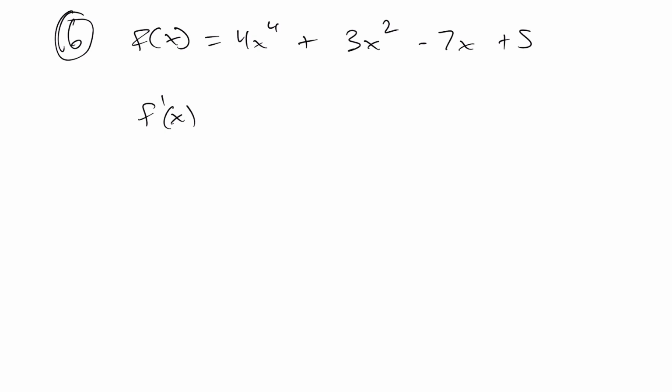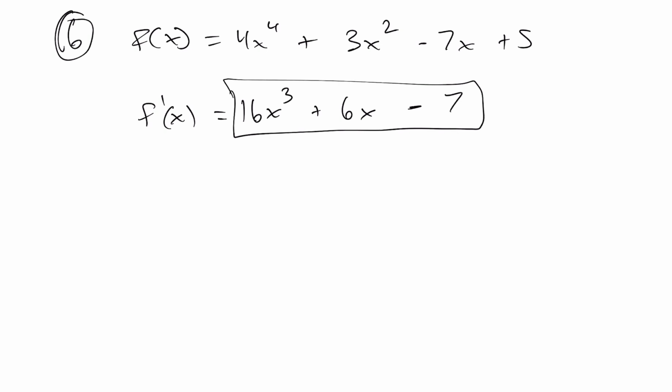So 4x to the 4th would be equal to 16x cubed, plus 3x squared would be 3 times 2 is 6x, minus 7x would simply be 7, and then 5 would be 0, and we're not going to write that. So our derivative would be 16x cubed plus 6x minus 7.